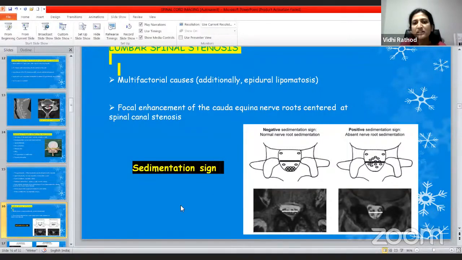Normally, in a relaxed supine patient, the cauda equina nerve roots occupy the posterior part of the thecal sac. But when the anatomy is distorted due to any other pathology, the cauda equina nerve roots lie in the anterior compartment as well. So they don't sediment as freely in the posterior compartment. So that is a positive sedimentation sign. And this absent nerve root sedimentation correlates very well with the clinical presentation, and that might require further treatment as well.